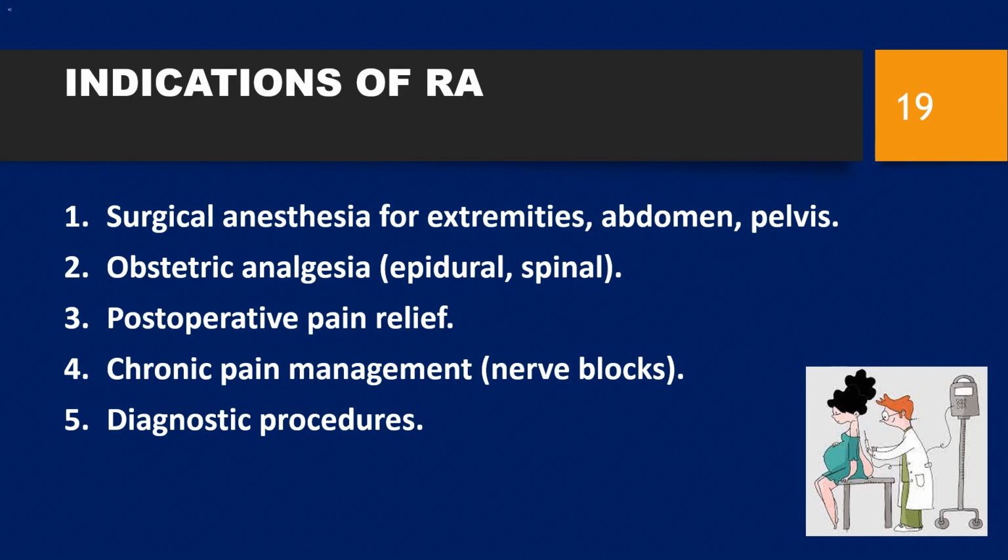4. Chronic pain management. Nerve blocks. RA can be used to manage chronic pain conditions by interrupting pain signals to the brain. 5. Diagnostic procedures. RA can be used for diagnostic procedures, such as nerve blocks, to help identify the source of pain and guide further treatment.